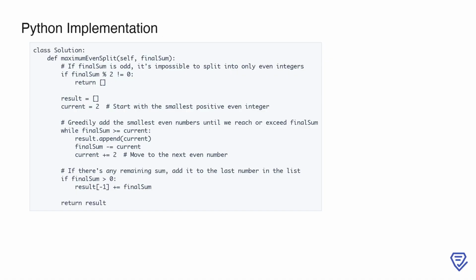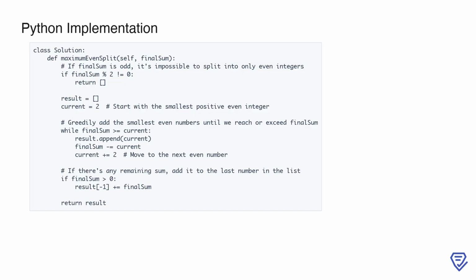This Python implementation solves LeetCode problem number 2178, maximum split of positive even integers. The goal is to split final sum into unique positive even integers such that their sum equals final sum while maximizing the count of integers.